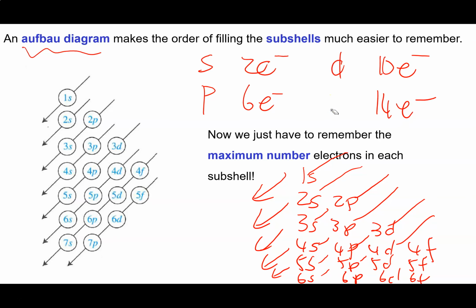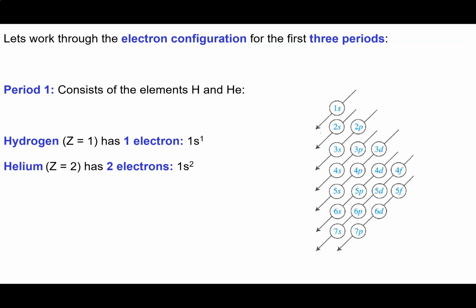So makes it kind of simple. All right. So let's have a look at how we can put it to work. So we're going to go across the first 3 rows of the periodic table. So the first row of the periodic table is really easy. It's got 2 elements in it, hydrogen and helium.